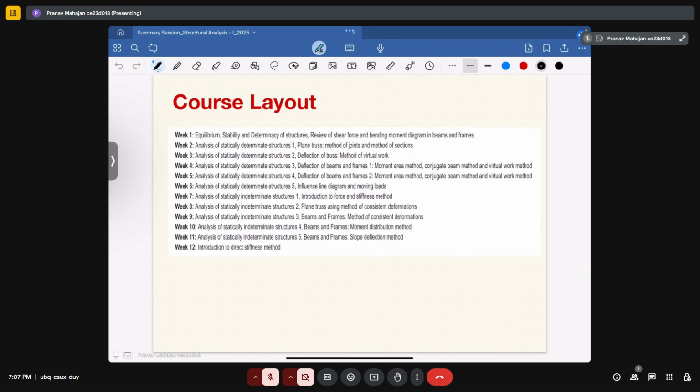And finally, we have introduced to you the stiffness matrix, as well as the displacement stiffness matrix and flexibility matrix, wherein stiffness matrix is based upon the displacement method principle, whereas the flexibility method is based upon the force method principle.